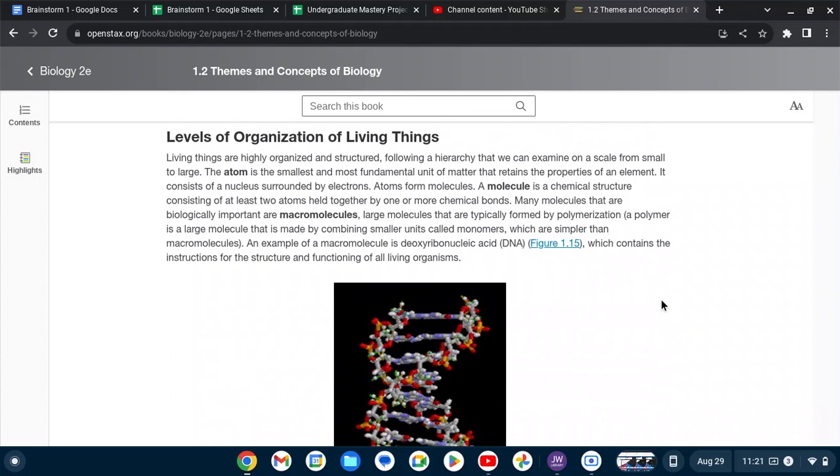Atoms form molecules. A molecule is a chemical structure consisting of at least two atoms held together by one or more chemical bonds. Many molecules that are biologically important are macromolecules, large molecules that are typically formed by polymerization. A polymer is a large molecule that is made by combining smaller units called monomers, which are simpler than macromolecules. An example of a macromolecule is deoxyribonucleic acid, or DNA, which contains the instructions for the structure and functioning of all living organisms.